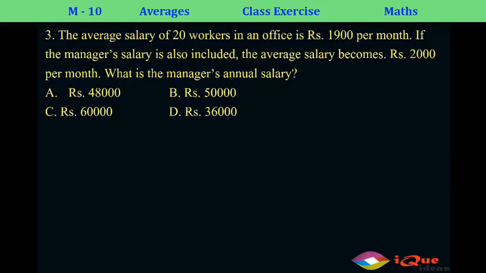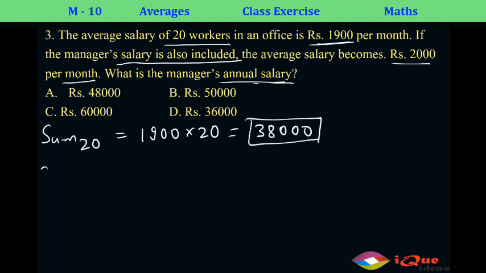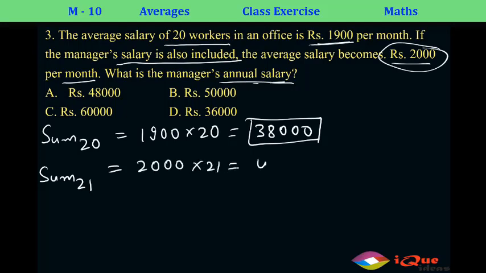Okay. Now this question says the average salary of 20 workers in an office is 1900 per month, and if the manager's salary is also included, the average salary becomes 2000 per month. What is the manager's annual salary? I think it's very simple to understand again. The sum of salaries of 20 workers would be equal to the average 1900 into 20 workers, so it is equal to 38,000, the total sum of 20 workers. And the sum of 21 people including the manager will be equal to, what is the new average? The new average is 2000, right? So 2000 into how many people? 21 people, so it becomes 42,000.